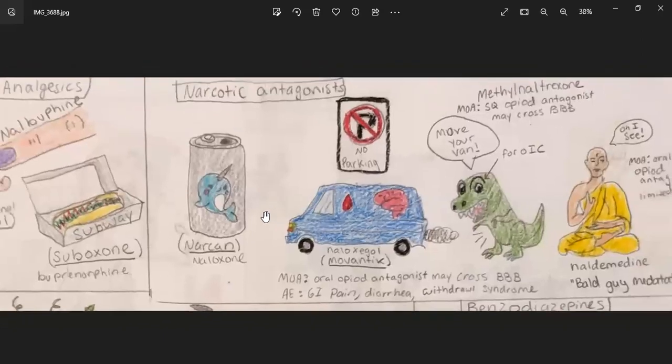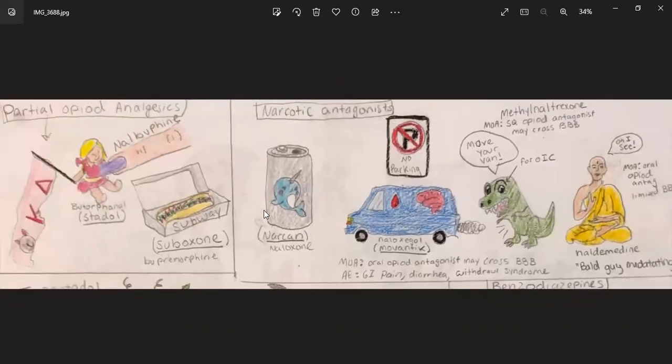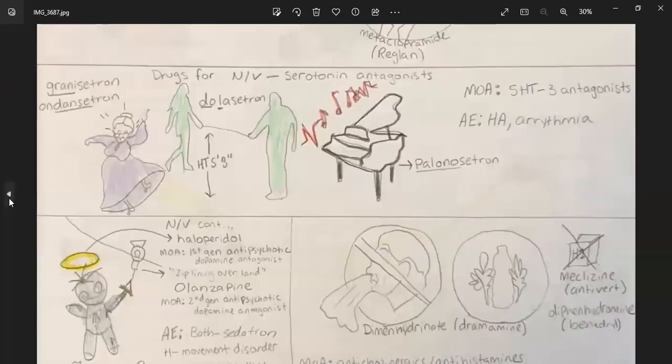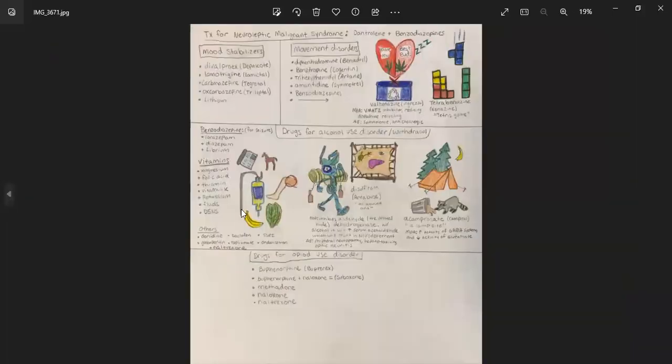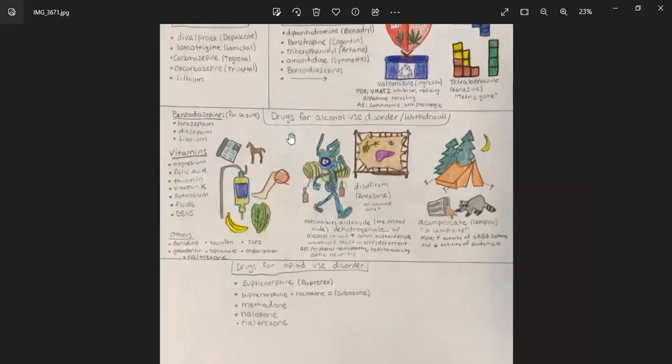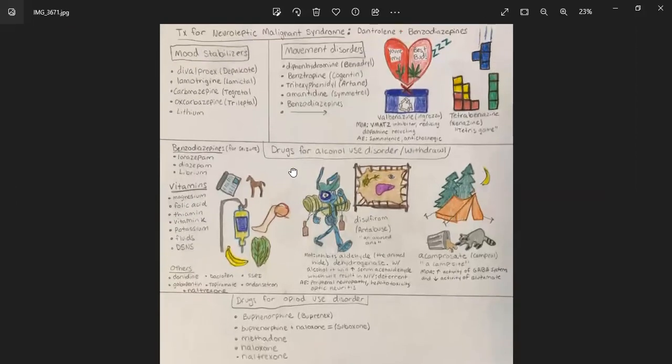So that was all of them. I apologize for this whole last page because it might be kind of confusing. So you might want to look over your notes.